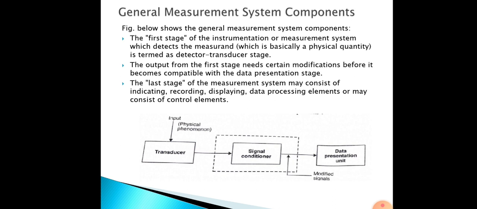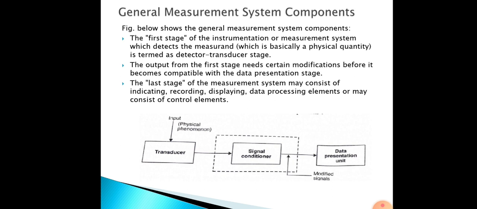The next one, the last stage of the measurement system. After processing, the data will be given to your display unit, meaning it will record as well as display. So the last stage of the measurement system may consist of indicating, recording, displaying and data processing elements. So this is nothing but your general measurement system components.